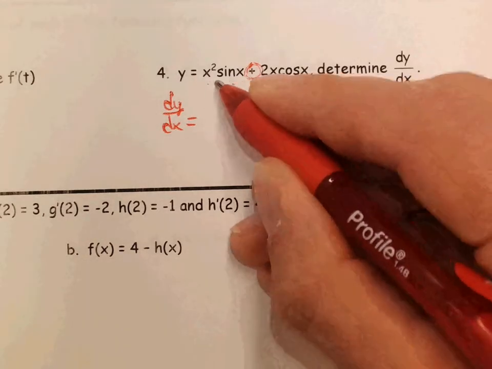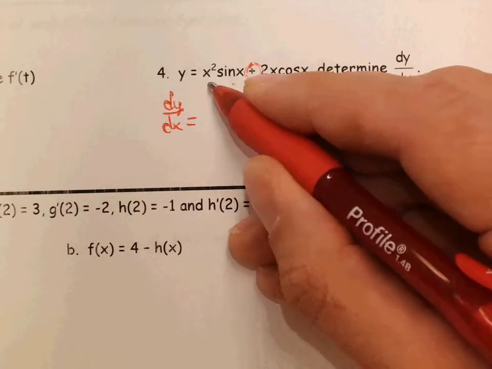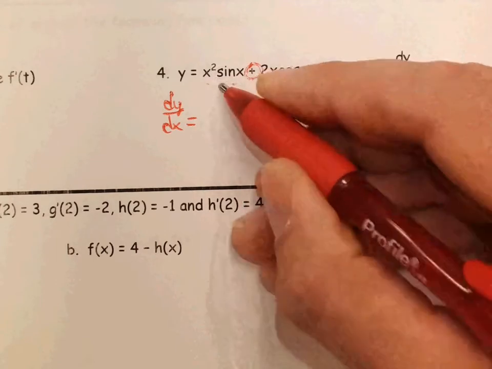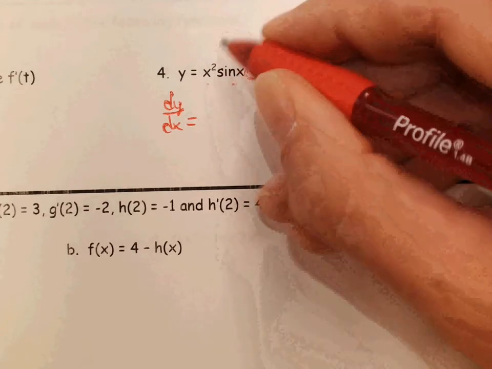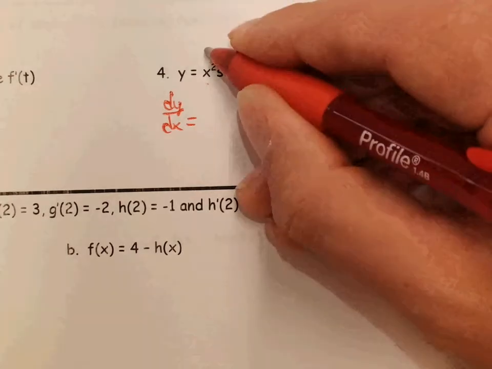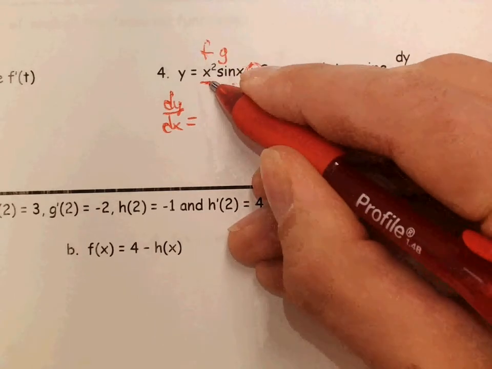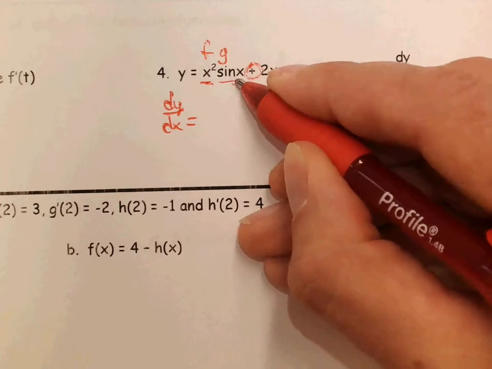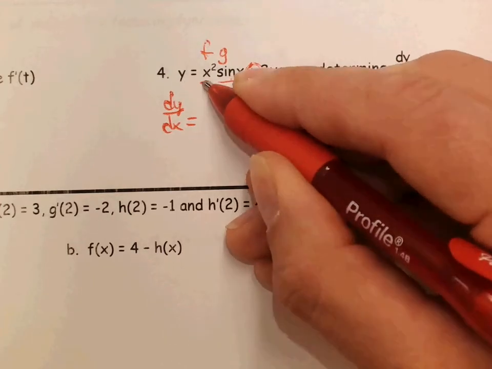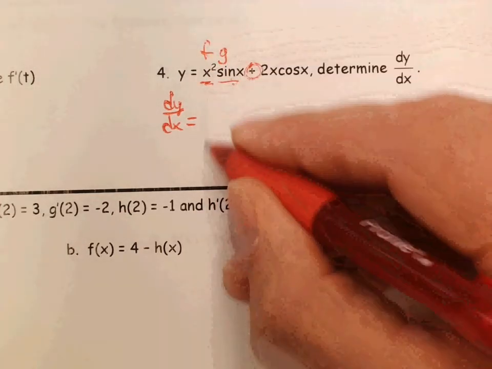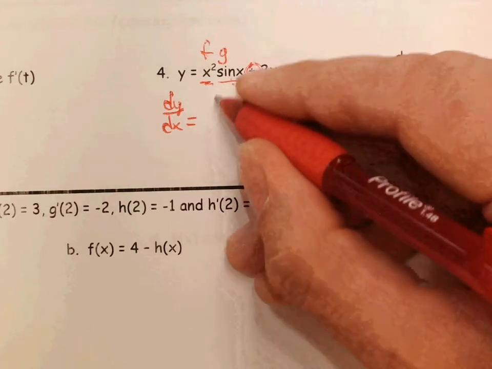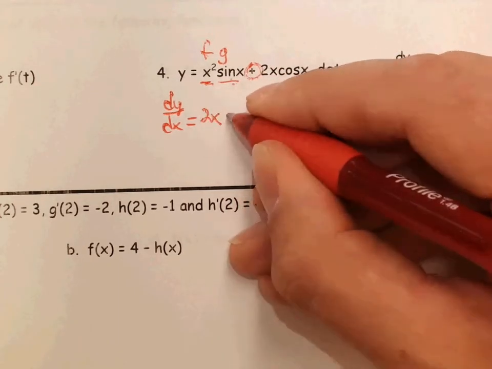X squared sine of x is a product. We have x squared times sine of x. So for the derivative of this product, we have to use the product rule. The product rule says if you have two functions, f and g, you do the derivative of the first one times the second, plus the derivative of the second one times the first. So the derivative of the first one is 2x, using the power rule.